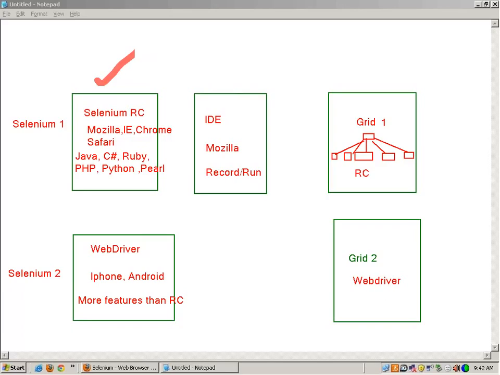Now this is the composition of the Selenium tool. It's not just one tool. For example, if you talk about QTP, then it's just the IDE. You open QTP, start coding, and work on it. That's it. But in Selenium, it's not the case. You have Selenium RC, Selenium WebDriver, Grid 1, Grid 2, IDE. A lot of stuff is there.